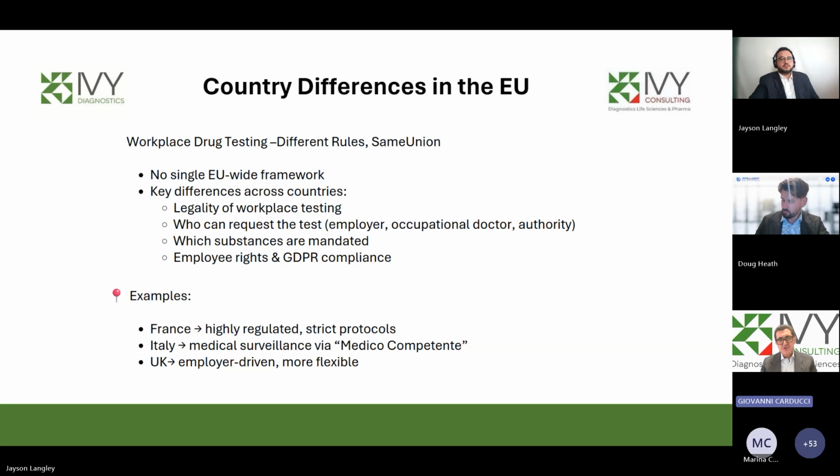There are different legislation or different ways to act when it comes to who can request the test, whether it is an employer, an occupational doctor, or the authorities, and which substances are mandated. I'll give you an example. Even within Italy, one country with 20 different regions, there are some regions with a 7-drug panel, others with an 8-drug panel. In some regions buprenorphine is included. In others there is only benzodiazepine, the true anxiolytic drugs. And it differs. The regulations also differ by employees' rights.